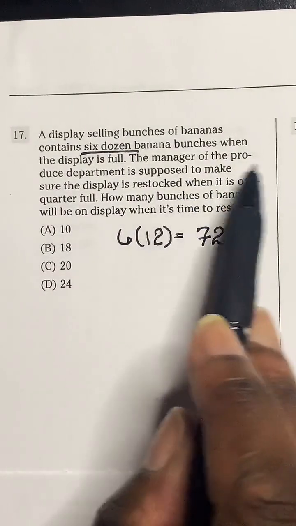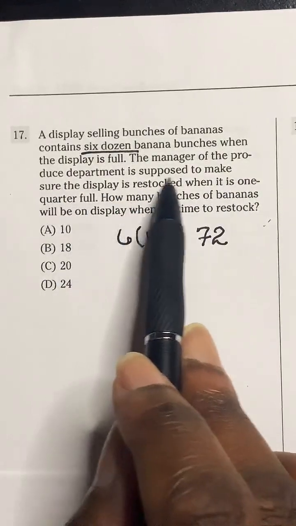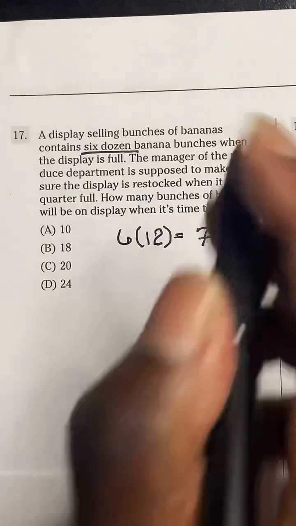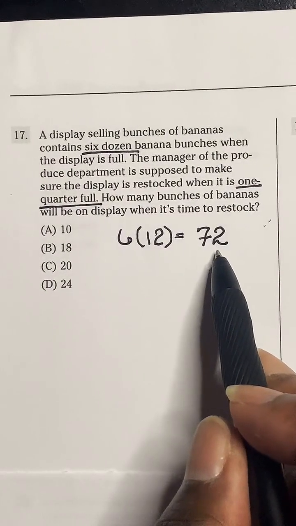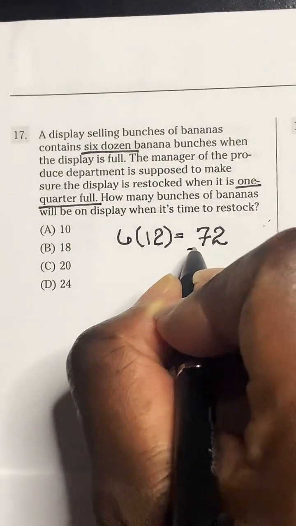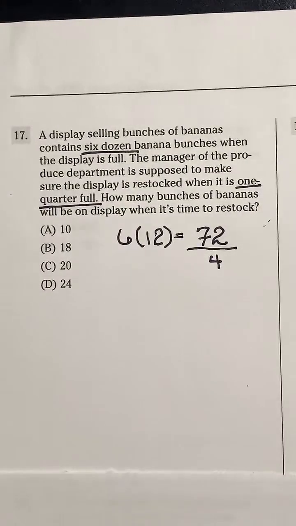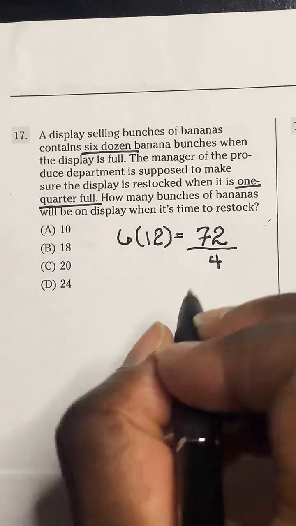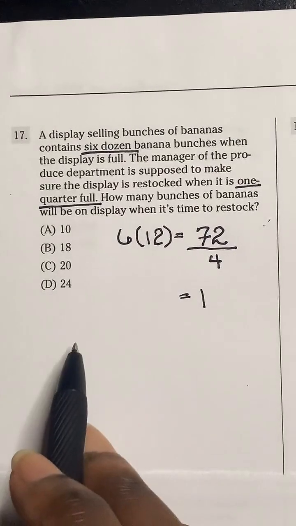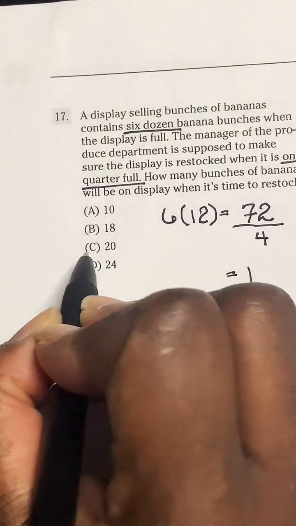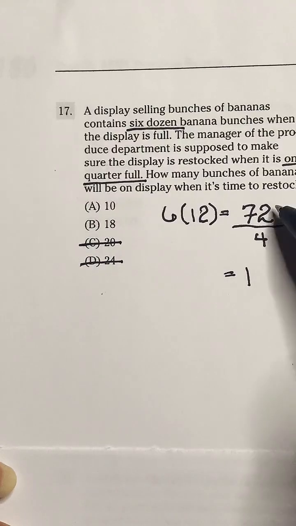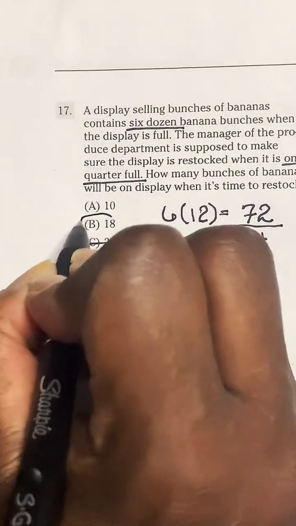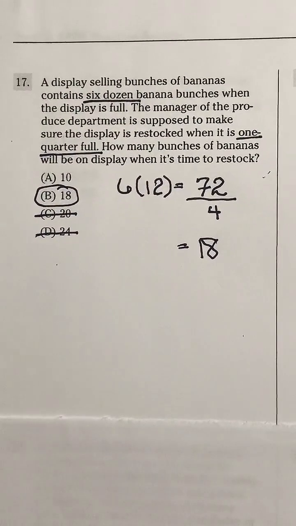But they said the manager of the produce department is supposed to make sure the display is restocked when it is 1/4 full. So that means we have to take 1/4 of 72. Another way of saying taking 1/4 of 72 is just dividing it by 4. How many 4s can go into 7? That will be 1. Once I see that 1, I go back to my answer choices, and I know that C and D are out. So 7 minus 4 gives me 3. Bring down the 2, I got 32. How many 4s can go into 32? That will be 8. So our answer is going to be 18.